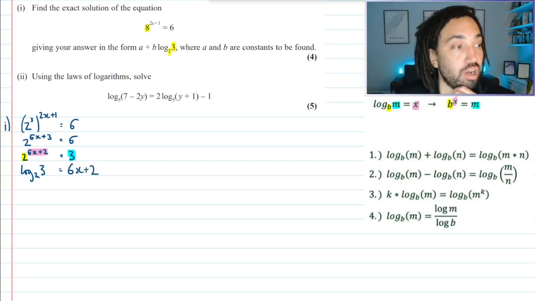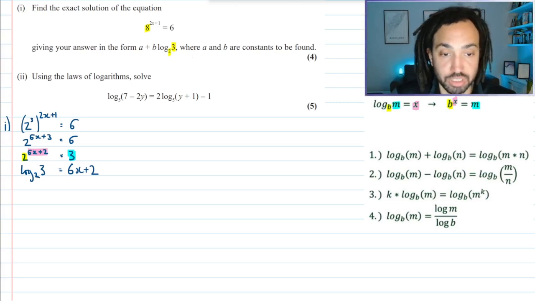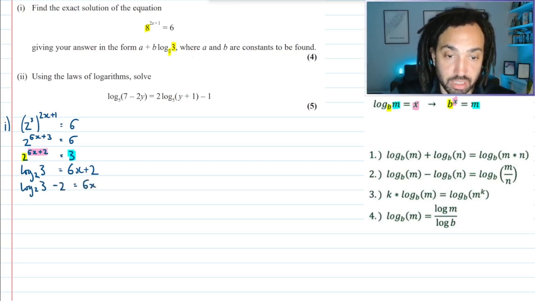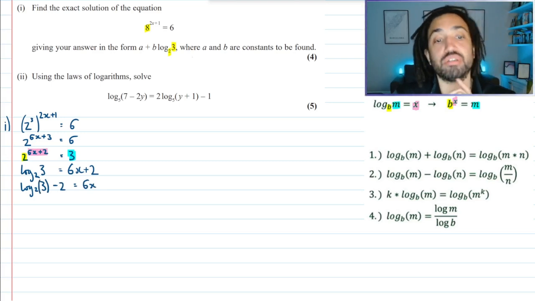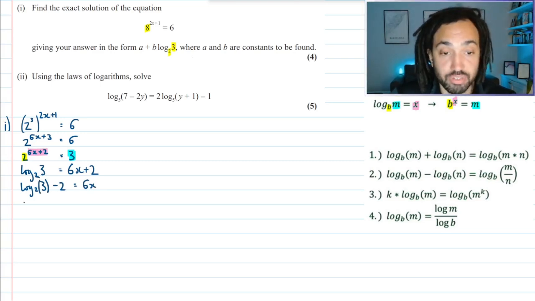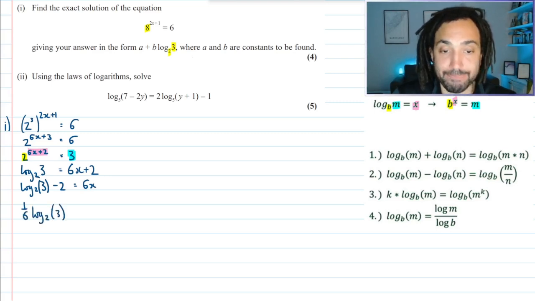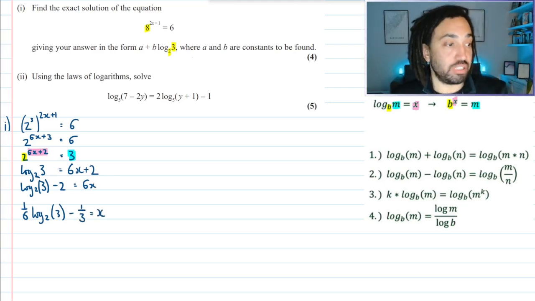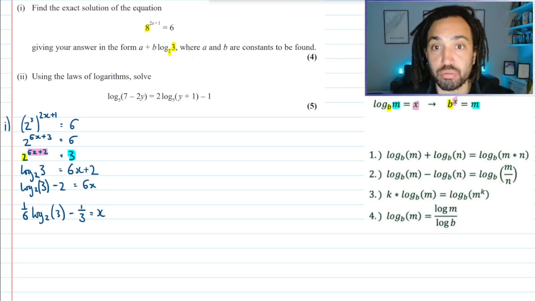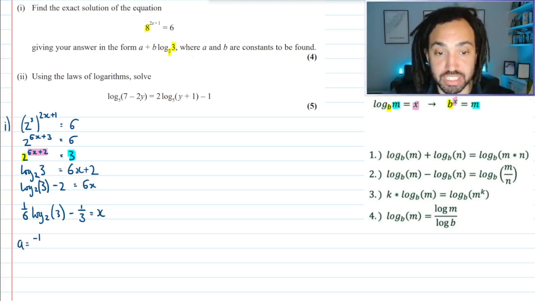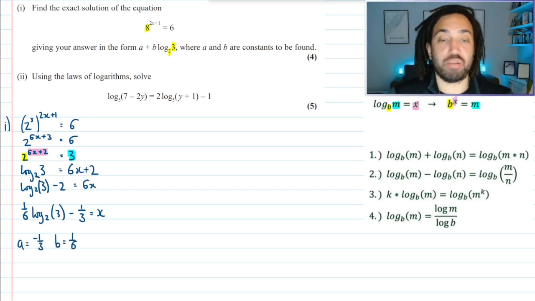Okay, great. So now I can subtract 2 from both sides. So I get log base 2 of 3 minus 2 is equal to 6x. I might put this in brackets so it's clear that we're not taking away from the input. And then the final thing I could do is divide through by 6. And 2 divided by 6 is a third. So that's equal to x. So we can say that A must be negative a third and B must be 1/6. And we're done. Lovely.